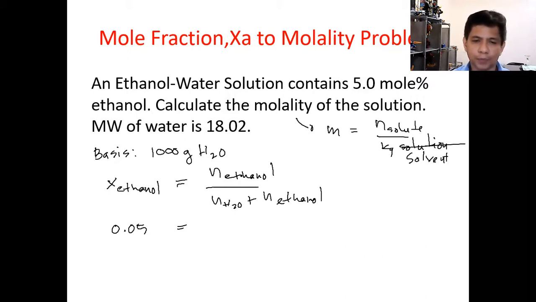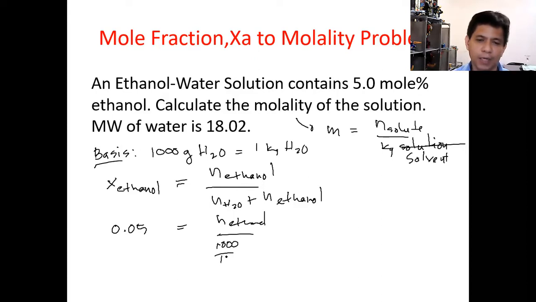So basically, the number of moles of ethanol would be equal to the molality, because our basis is 1 kilogram of water. Whatever we calculate for the moles of ethanol, the solute, is the same as the molality. So this will be our unknown. And the number of moles of water is 1,000 divided by 18.02, plus the number of moles of ethanol. Okay, so you're going to solve for the number of moles of ethanol.